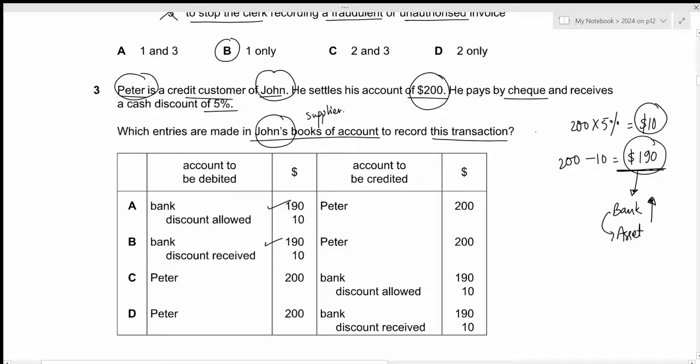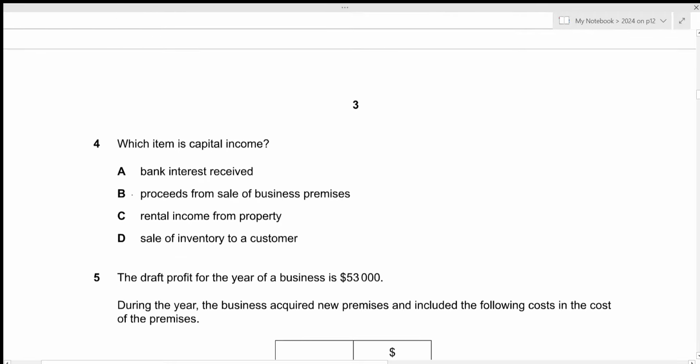Then this 10 will be the discount allowed, because we are looking at this transaction from the supplier's perspective, and the supplier is allowing the discount in this case. Discount allowed is always part of our expenditure. And in this case, the expenditure will increase by a total of 10. And increases in expenditure will always be recorded on the debit side. So we want discount allowed of 10 on the debit side as well. And that is only given by option A. Then the total of 200 is being settled by Peter. So that will be recorded on the credit side. Right here. And in total, the correct answer is given by option A. So that is all for the third question. Let's move towards the next one.